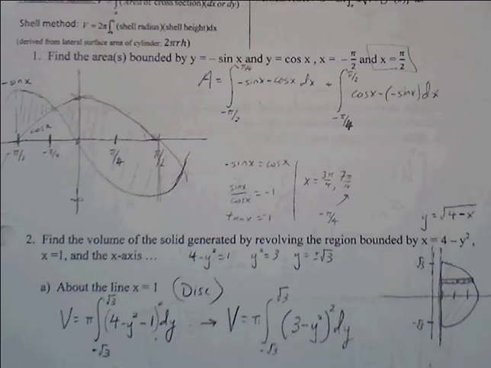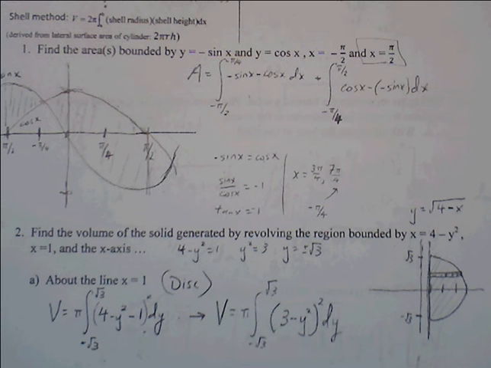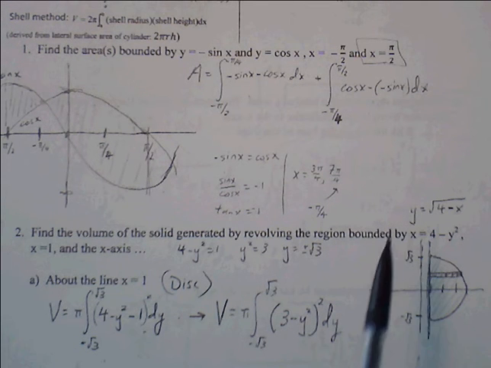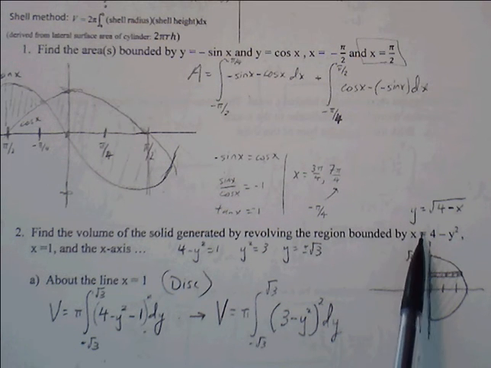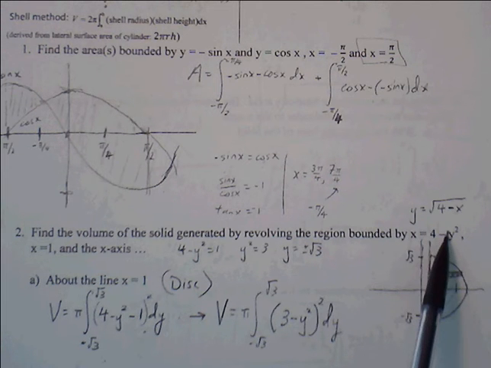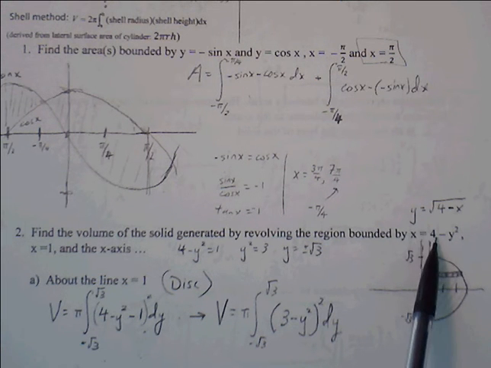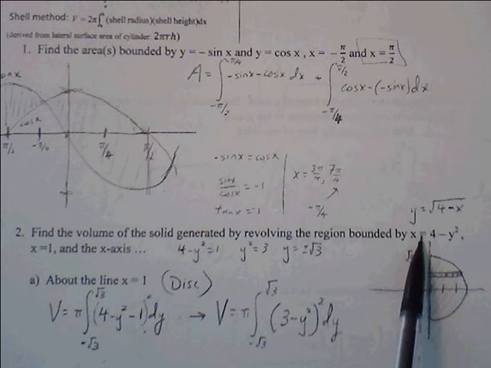Okay, number 2, find the volume of the solid generated by revolving the region bounded by x equals 4 minus y squared, x equals 1 and the x-axis. So we have to first figure out where this region is. If we think about x equals 4 minus y squared, maybe it's difficult to visualize what this graph looks like. But if we solve for y, we can know that y is equal to root 4 minus x.